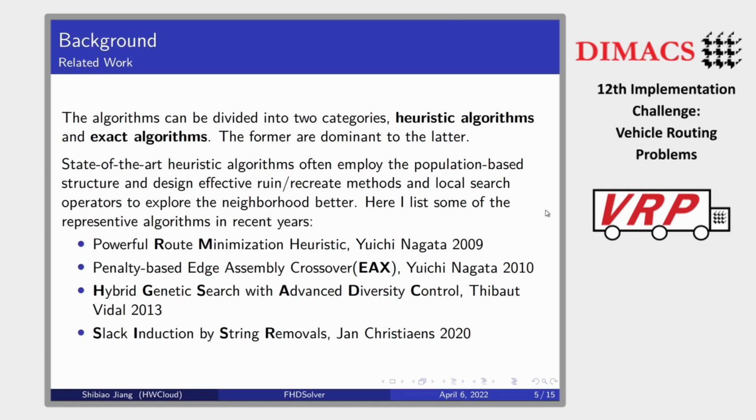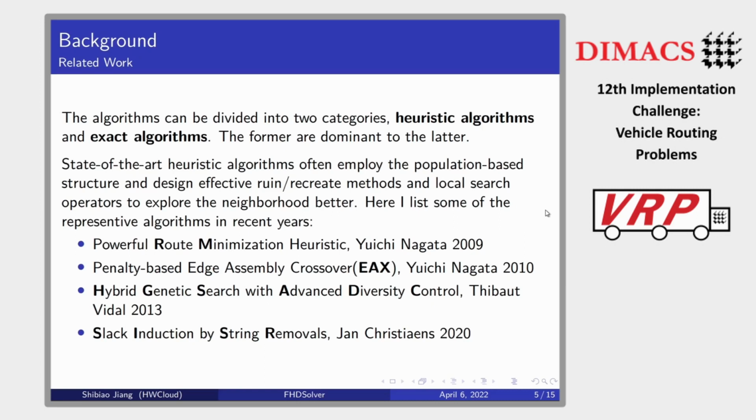The algorithms for VRP series can be divided into 2 categories: the heuristic and the exact. The former are dominant to the latter. And the state-of-the-art heuristic algorithms often employ the population-based structure and design effective recreate methods, and also local search operators to explore the neighborhood better. Here, I list some of the representative algorithms in recent years.